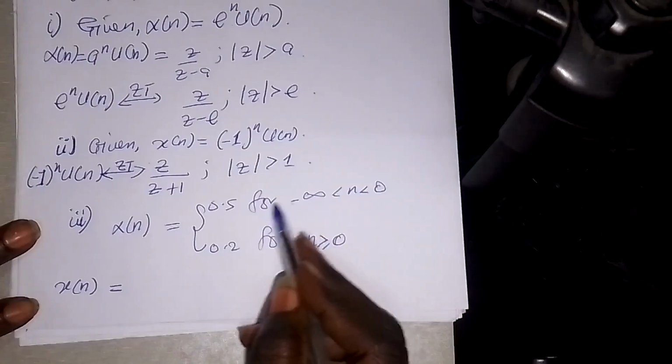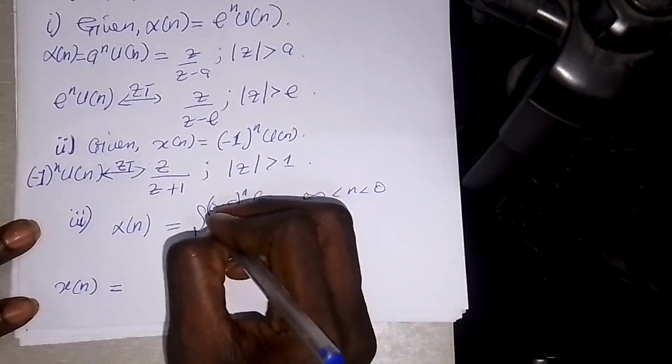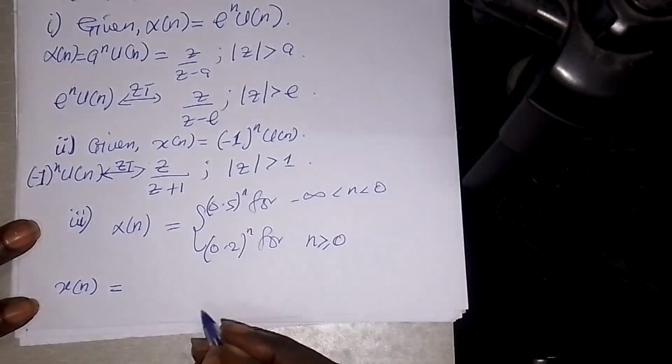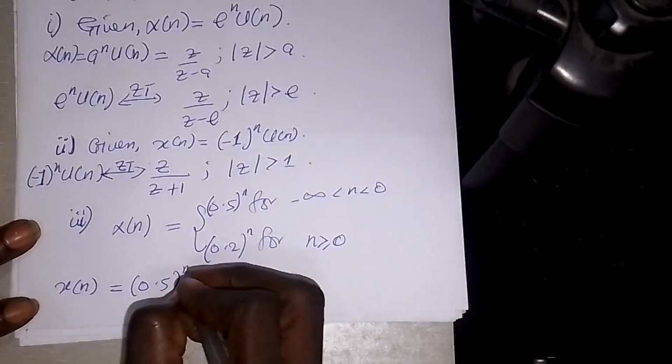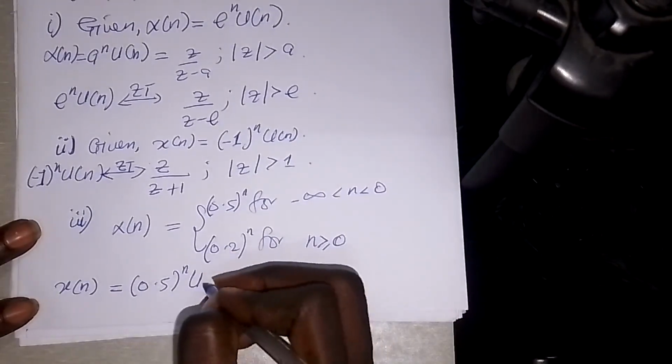let's take a look at this signal. Sorry, please, there is an n here, and this one also, sorry, there is an n here. So we can say that 0.5 to the n, into the unit step u of n.